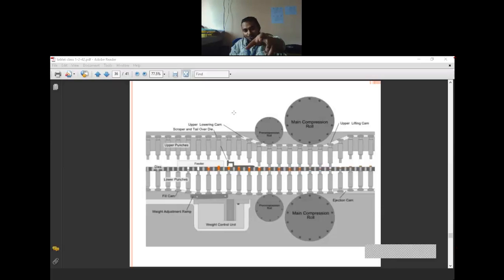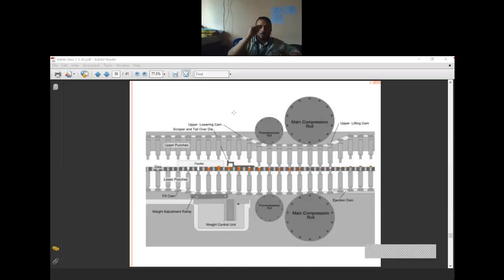Have you seen some round structures on it? That is the main compression roll. Have you seen the round structures? Yes, sir. When it rotates, the punch will be forced downward. When the upper roll rolls this way, it will apply a force downward.